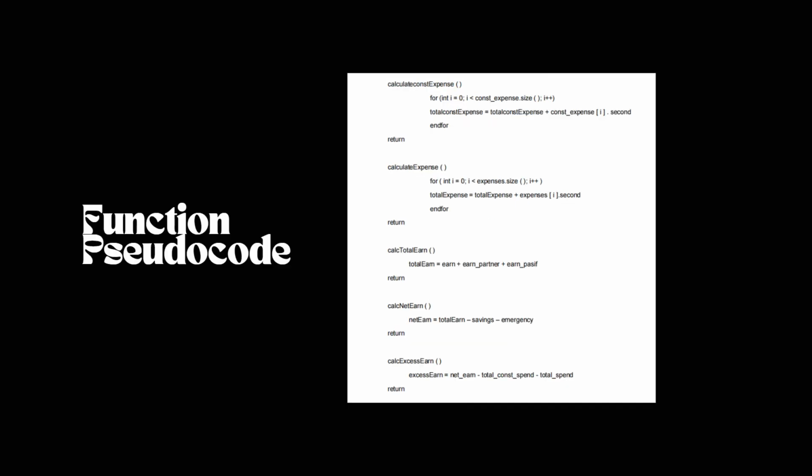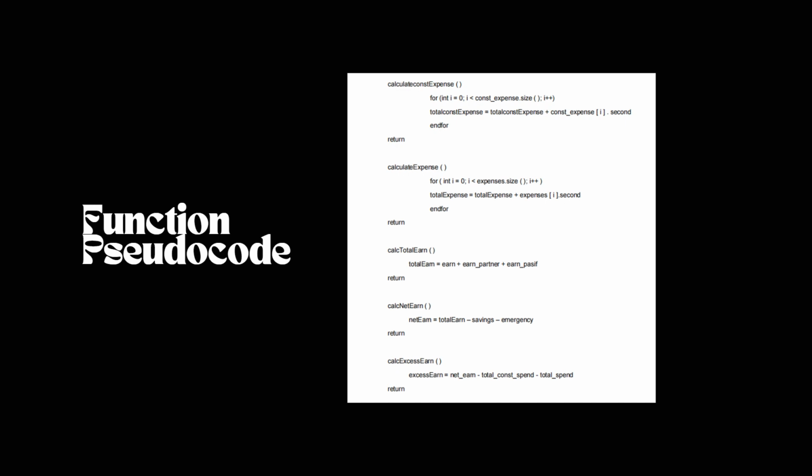If it is less than 0, a warning message will be displayed. If it is equal to 0, the system will tell the user that they have used all of the earning. And if they still have a balance, the system will display a congratulations to the user. Lastly, the system ends. For functions, in this system, firstly, calculate cons expense.